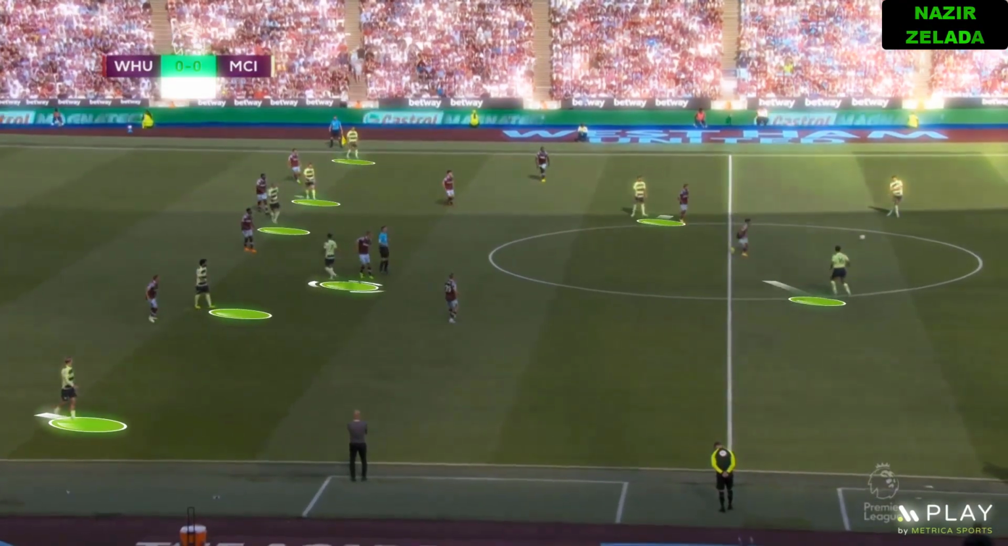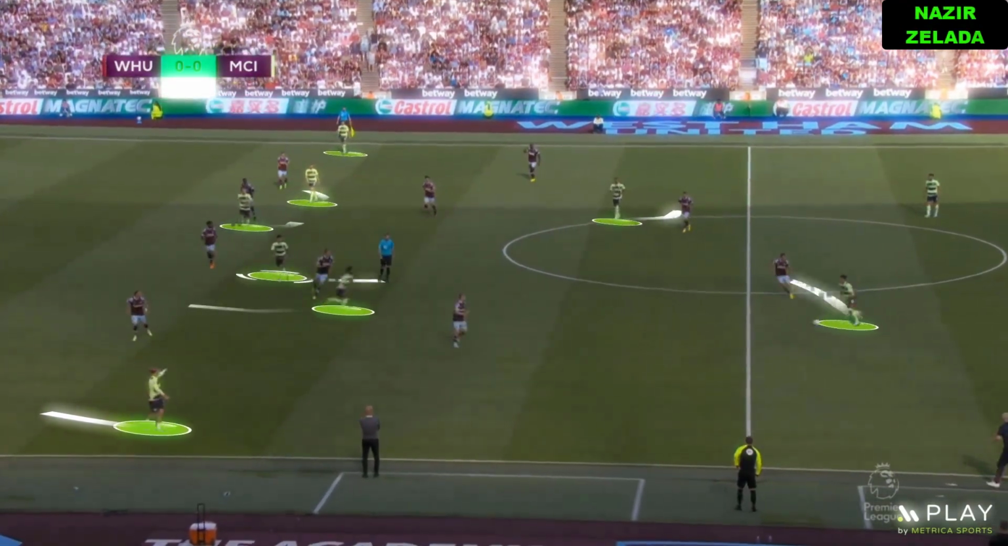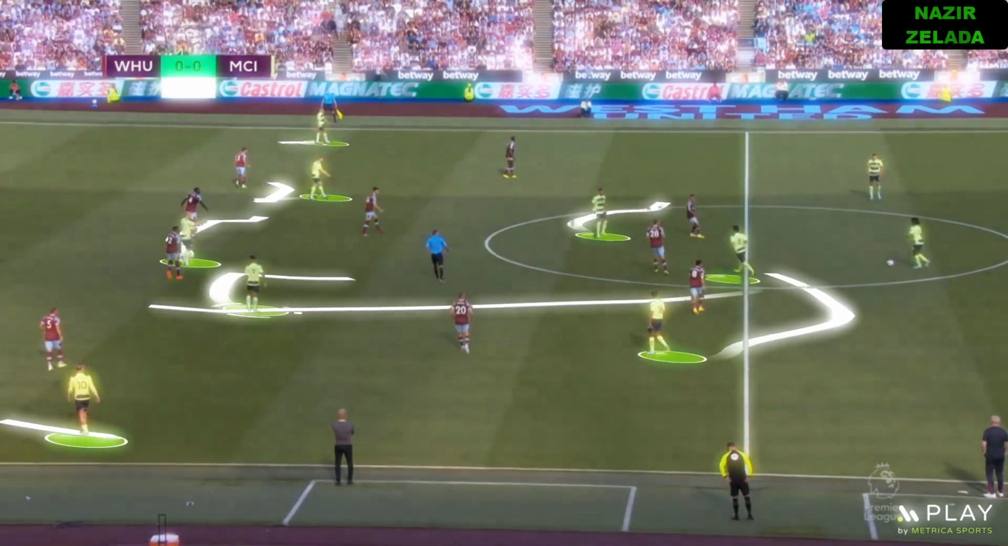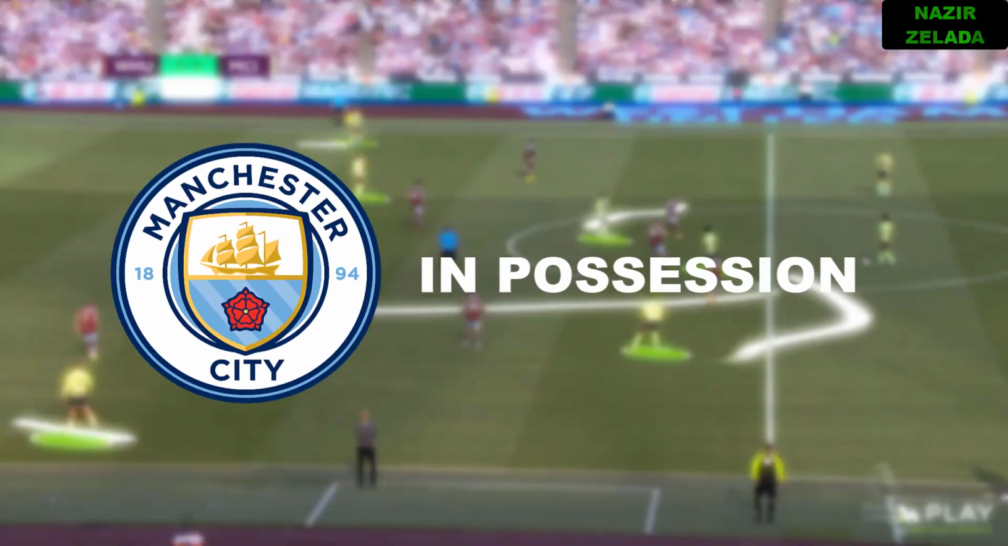Today we are gonna analyze how Man City beat West Ham and how Erling Haaland is adapting to Guardiola's system. First, we're gonna see Man City's structure in the build-up phase.